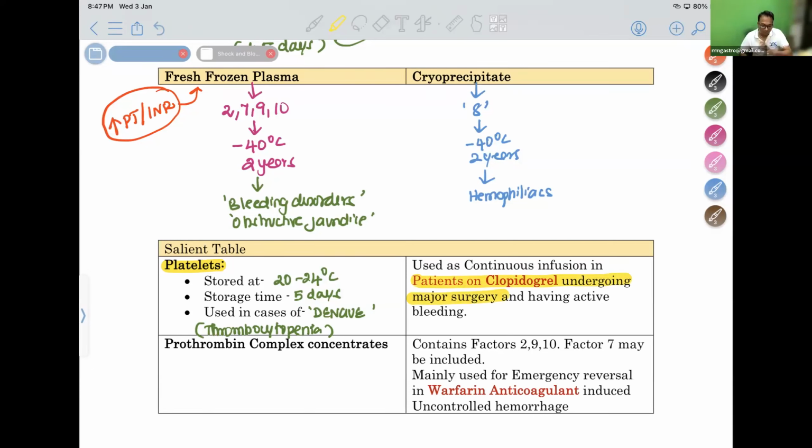That is why we used to discuss in your anesthesia topic that clopidogrel should be stopped 5 days before surgery. But what can I do in an emergency surgery? In emergency surgery, I have to do the surgery. At such times I will start platelets.